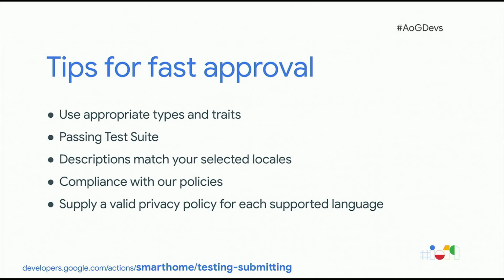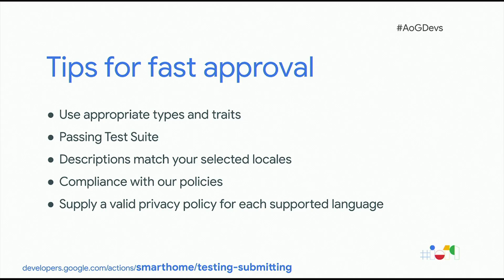The next thing is, again, just making sure you're passing the test suite. Not a lot to say there, but definitely run the test suite as frequently as you like. The next thing is to make sure that your descriptions match the locales. So let's say that you're ready to launch your smart home action, and you're shipping devices in Japan, and you want to launch your action there. That's great. Make sure that instead of submitting a description that's in English, you submit one that's also in Japanese if you're selecting Japan as a locale.